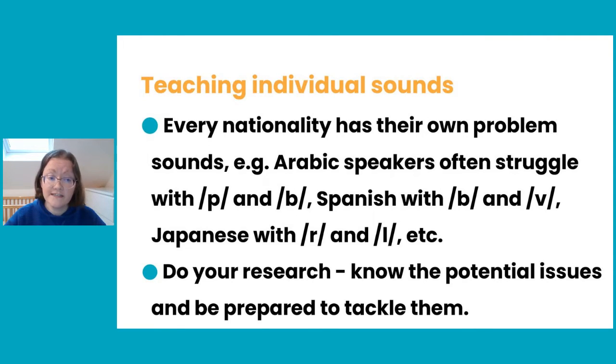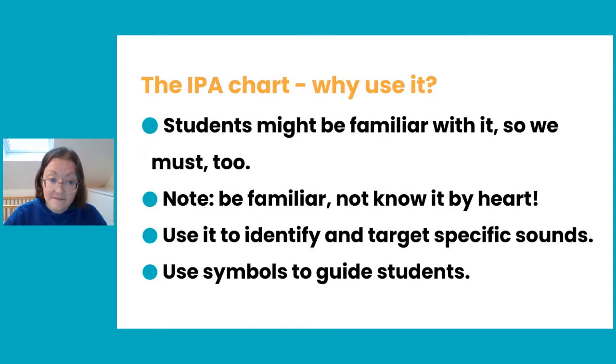A wonderful book for this is a book by, I believe it's Michael Swan, and it's called Learner English. Learner English is amazing because it has like 30 or 40 chapters broken down by native language, okay? And it tells you what potential issues a student of a particular native language may have with English pronunciation, okay? So yeah, Learner English by Michael Swan. It's an amazing book.